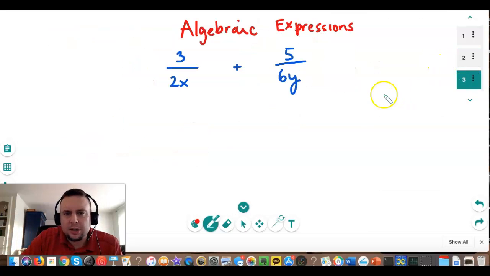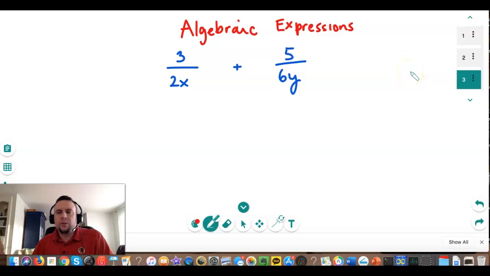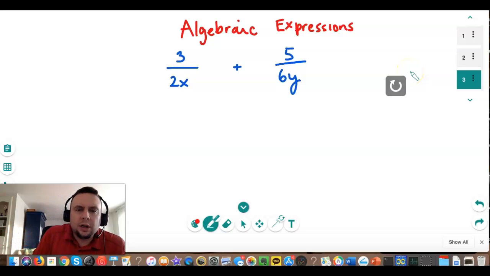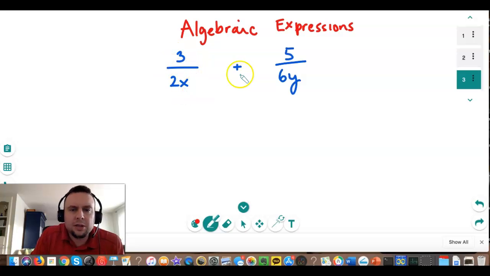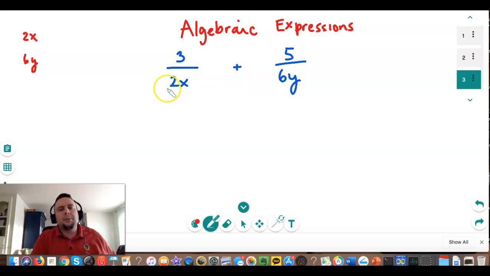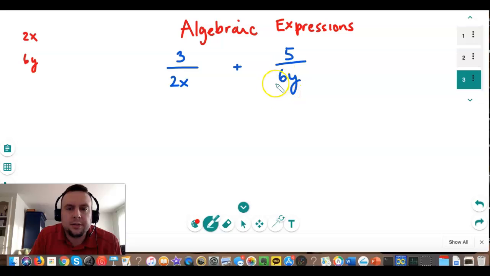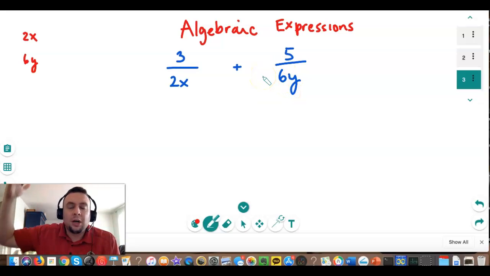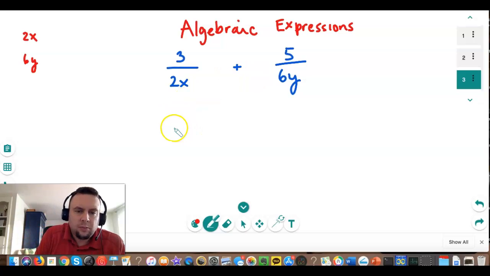And I put up one more question here, an algebraic one. So for those of you in algebra, you could figure out 3 divided by 2x plus 5 over 6y. So you got to figure out a common denominator between 2x and 6y. Well, if you figure out a common denominator between 2 and 6, that's a good start. Common denominator 2 and 6, a number that both those go into, or a number that is divisible by 2 and is divisible by 6, is 6, right? So you definitely want a 6 down here.